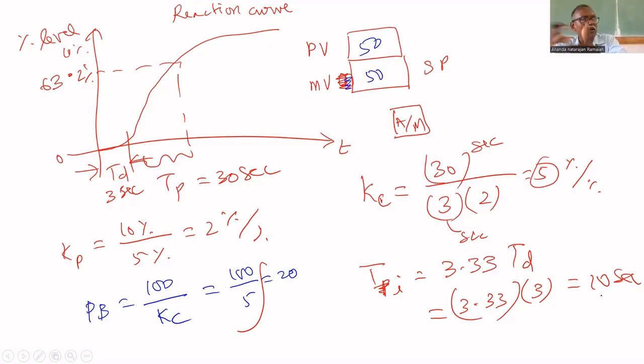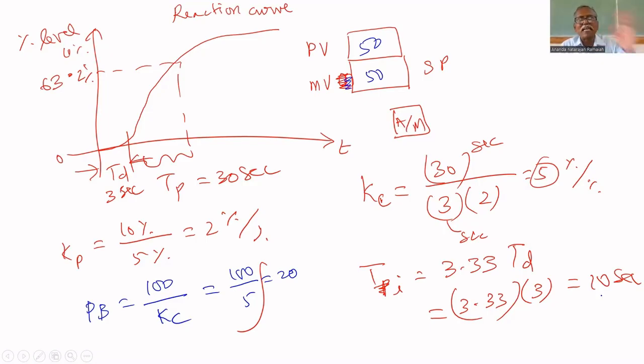You entered the correct tuning parameters, whatever you calculated. Now the process is ready to transfer from manual mode to auto mode. If you press A/M, auto manual, once, the process will be transferred to auto mode.